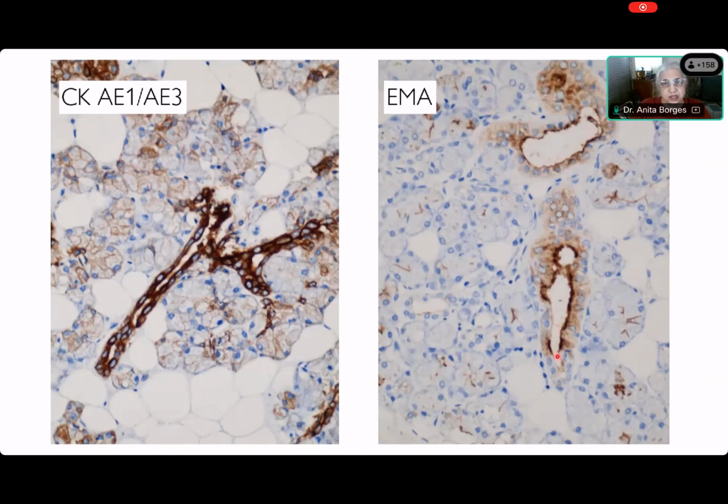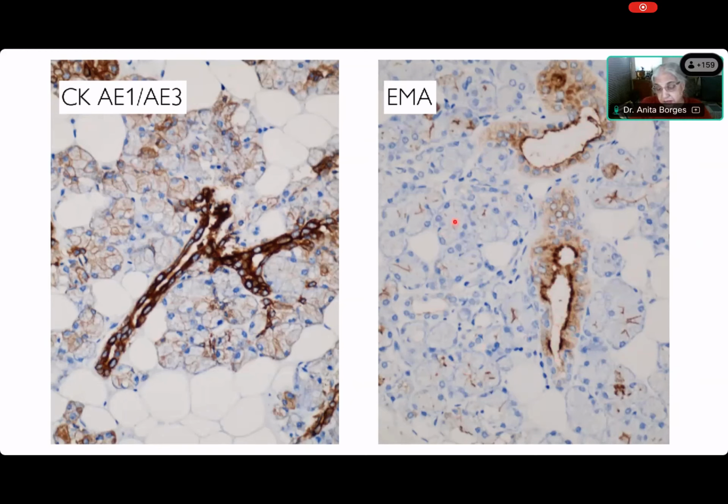On the other hand, look at the EMA. Okay, the EMA is next to not expressed at all in the acini, but it is expressed on the luminal aspect of the ducts. Okay, you can see that over here. The luminal aspect of the ducts do express EMA, but the basal cells of the striated duct and certainly the myoepithelial cells have got very little EMA, if at all.